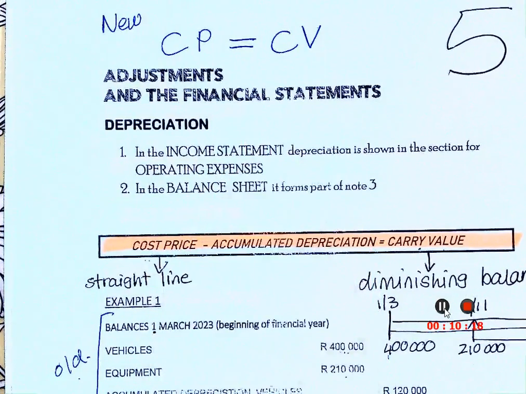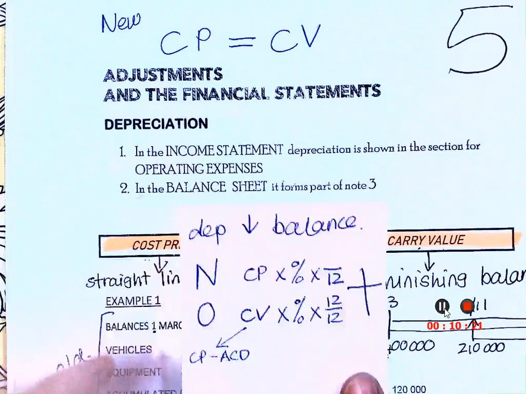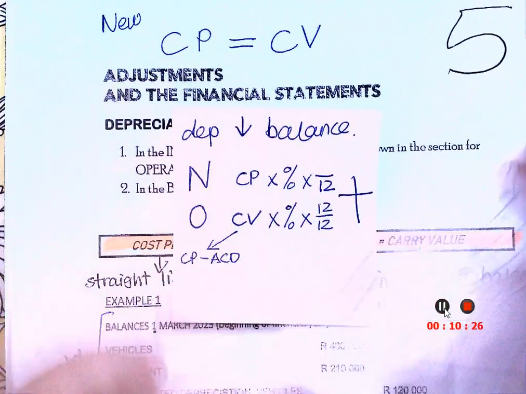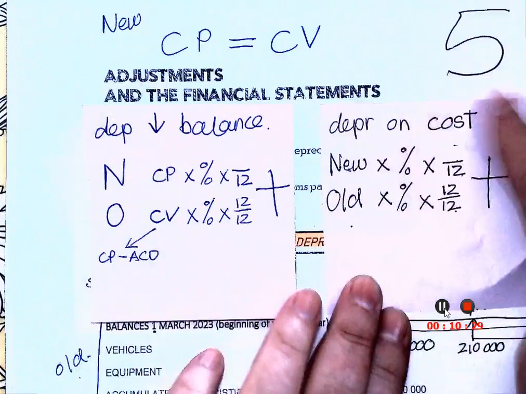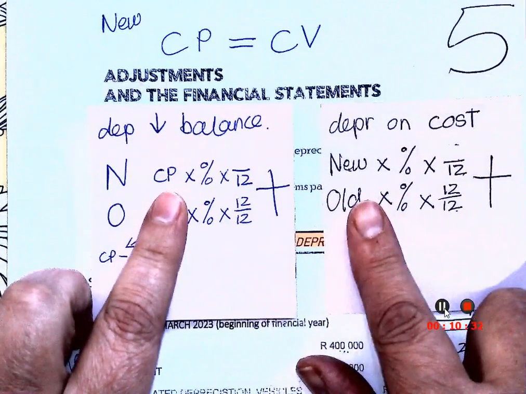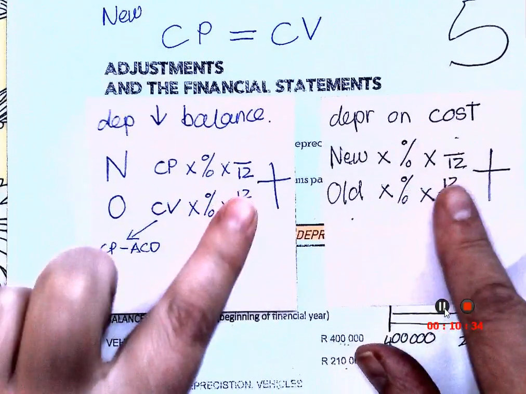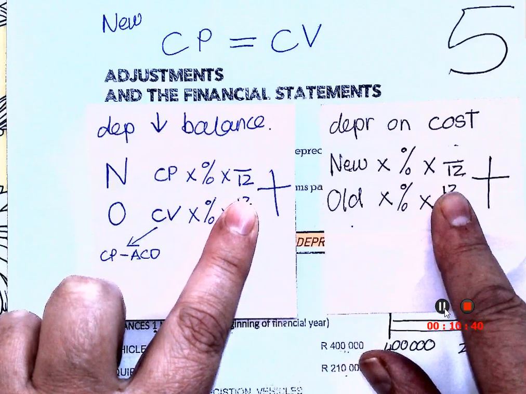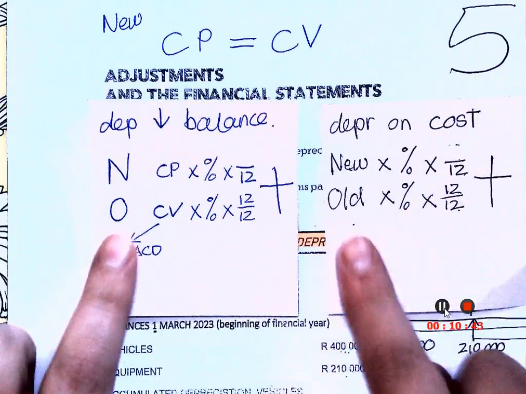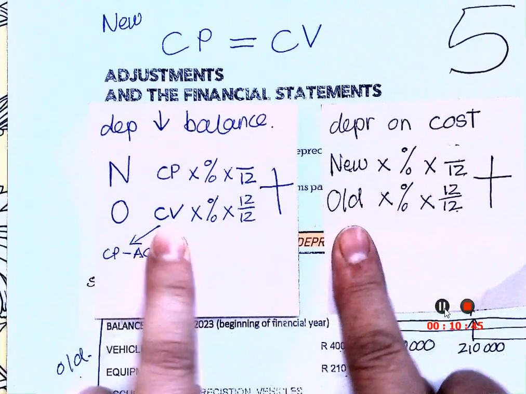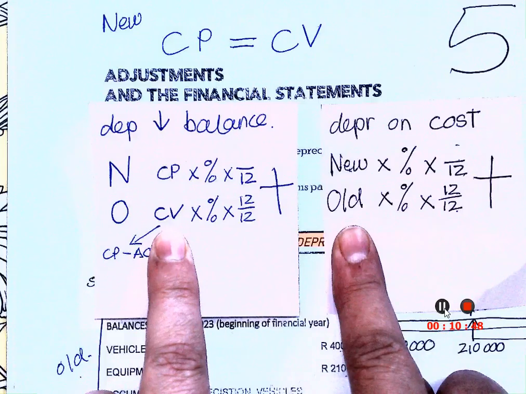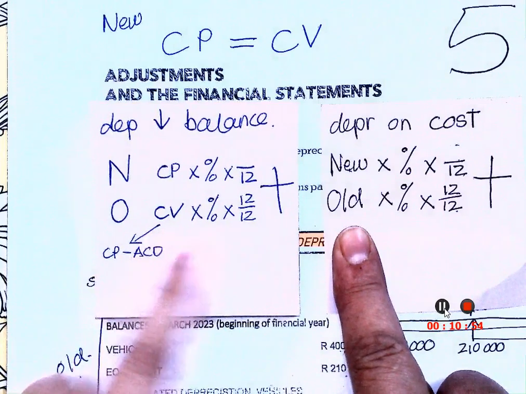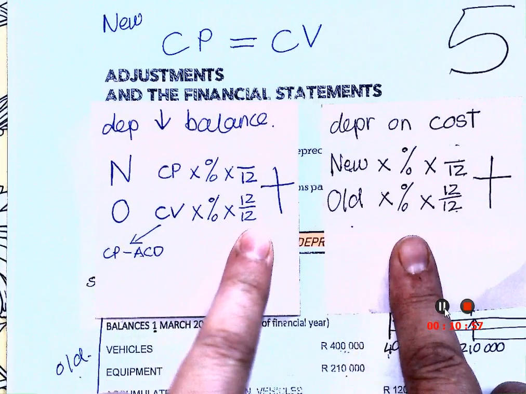Okay. So what I'm actually saying to you, in the diminishing balance method, the new one is going to be the same as in the cost price method. Can you see? It's the cost price times the percentage times the months. The difference in the methods comes with the old one. So the old one, I'm not going to use the cost price. I'm going to use the carry value, meaning the cost price less the accumulated. I'm going to do the carry value times the percentage times 12 over 12.